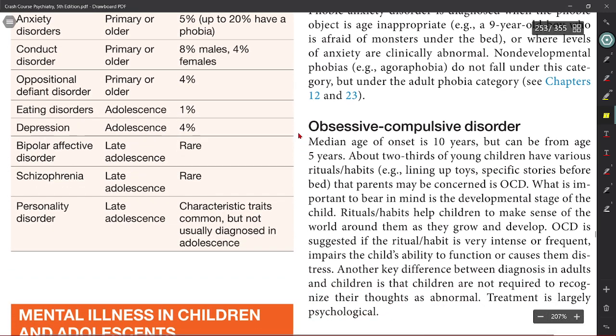Obsessive-compulsive disorder. Median age of onset is 10 years, but can be from age 5. About two-thirds of young children have various ritual habits, like lining up toys or specific stories before bed, that parents may be concerned is OCD. What is important to bear in mind is the developmental stage of the child. Rituals and habits help children to make sense of the world around them as they grow and develop. OCD is suggestive if the ritual or habit is very intense or frequent, impairs the child's ability to function, or causes them distress. Another key difference between diagnosis in adults and children is that children are not required to recognize their thoughts as abnormal. And actually, it's not required even for adults in DSM-5. Treatment is largely psychological.